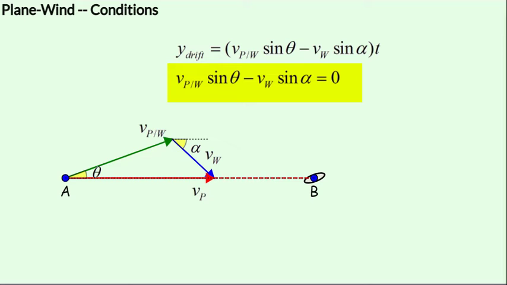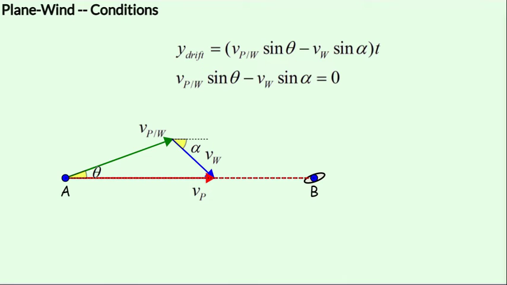The net velocity along the y-axis can be obtained by adding the y component of Vp with respect to w to the y component of Vw, and since their addition will be 0, they will act in opposite directions and will have the same magnitude.